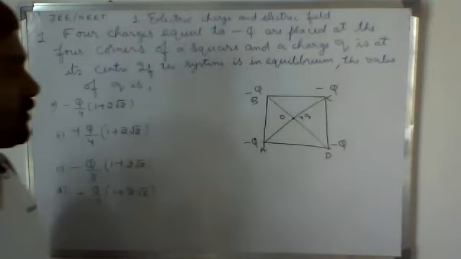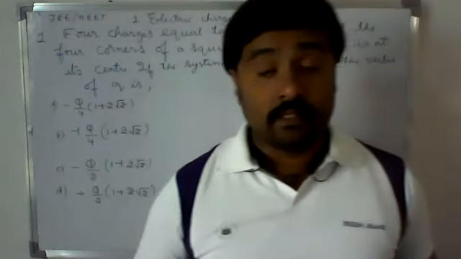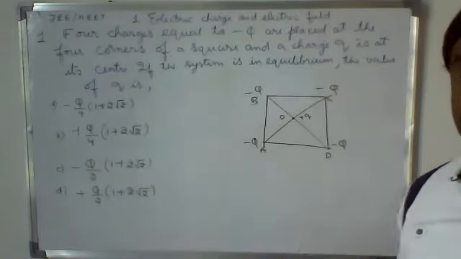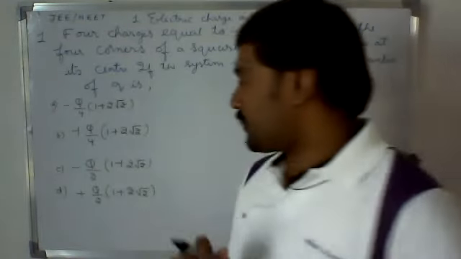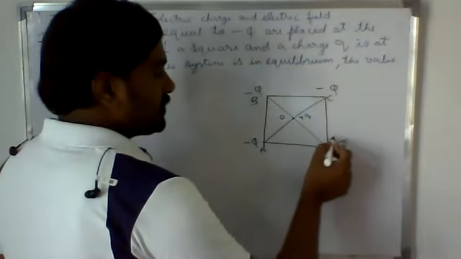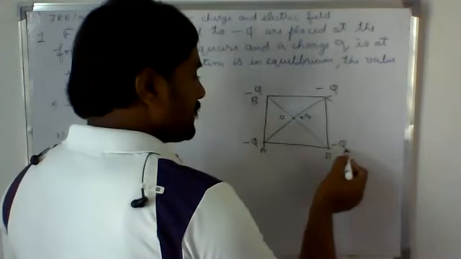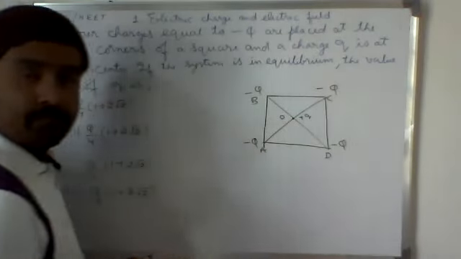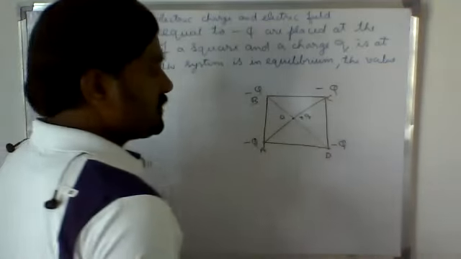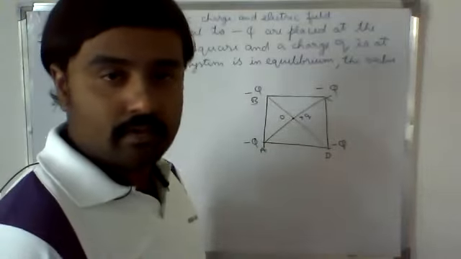So actually the system is in equilibrium. That means the net force acting on each charge is equal to 0. So let us consider just one charge, that is minus q. How many forces are acting on minus q at point D? It is near four charges, so four forces act on minus q, right?